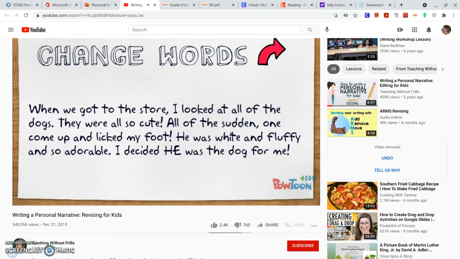Here's my next page. It says, when we got to the store, I looked at all of the dogs. They were all so cute. All of a sudden, one come up and licked my foot. He was white and fluffy and so adorable. I decided he was the dog for me. Did you hear a word that didn't make sense? Oh, when I said one come up, I should have said one came up since it happened in the past. That sounds much better. How about a boring word that I could change?